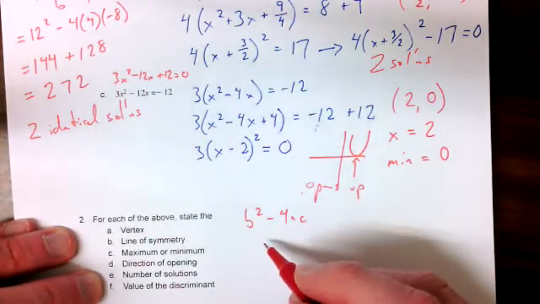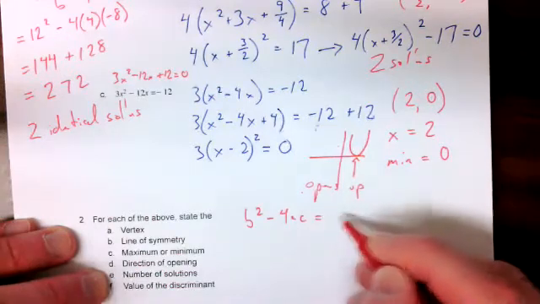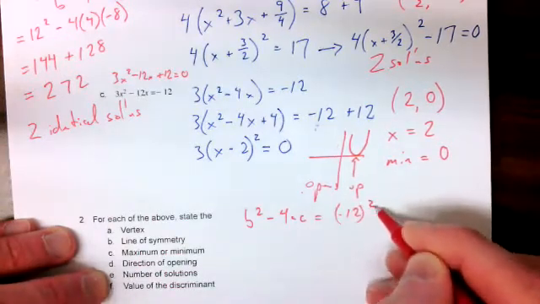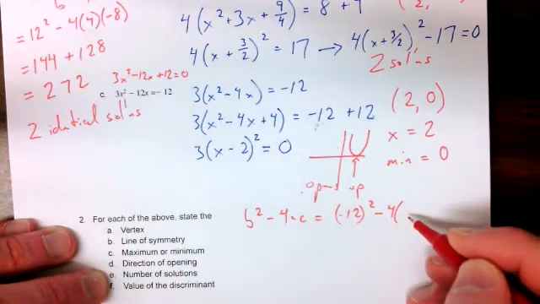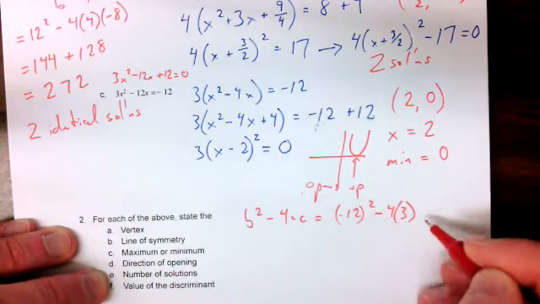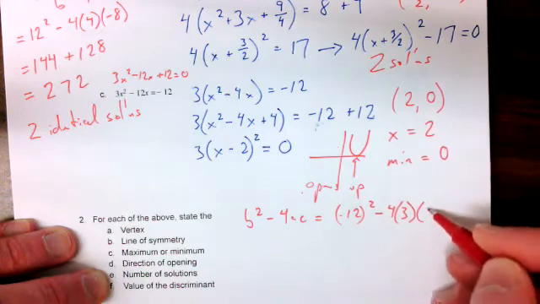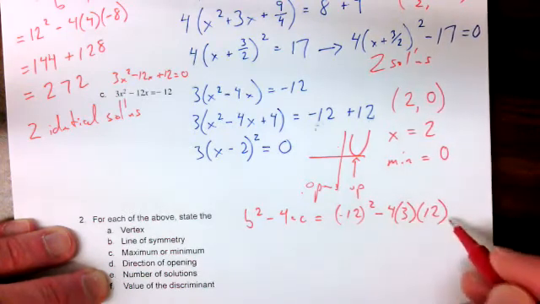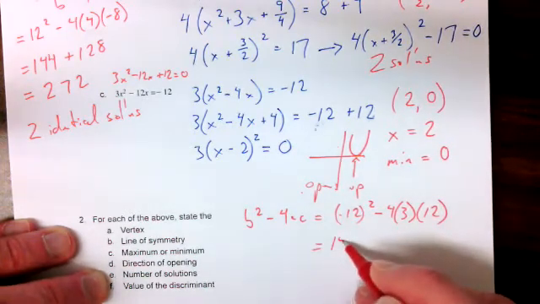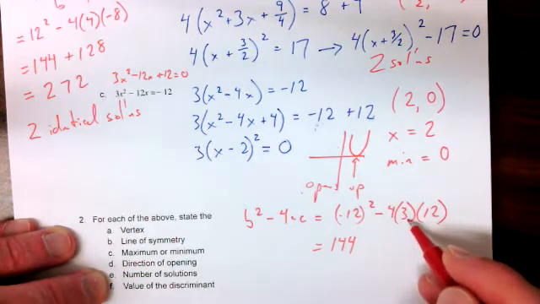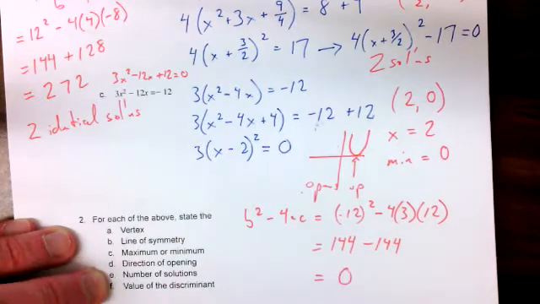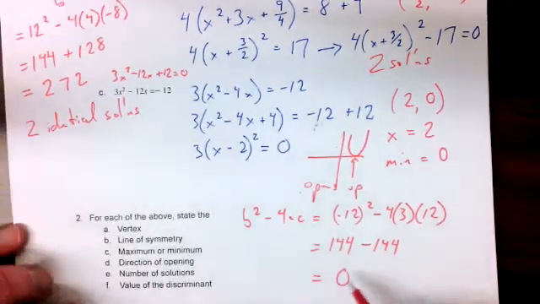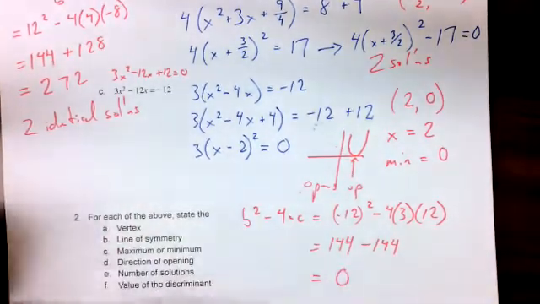So b squared, b is negative 12, so negative 12 squared, b squared minus 4 times a, which is 3, times c, which is 12. 12 squared is 144. 4 times 3 is 12. 12 times 12 is 144. The discriminant equals 0, which makes sense because we have two identical solutions.